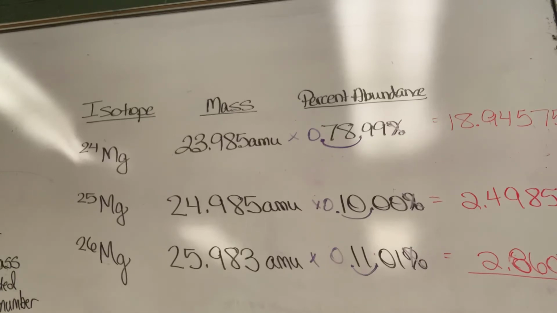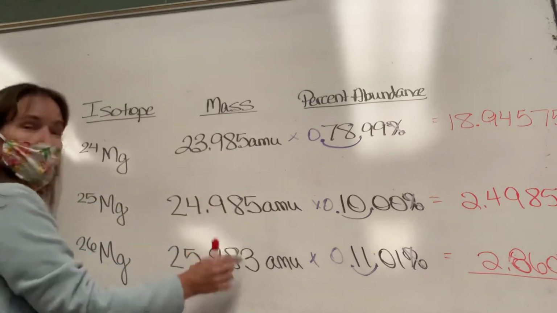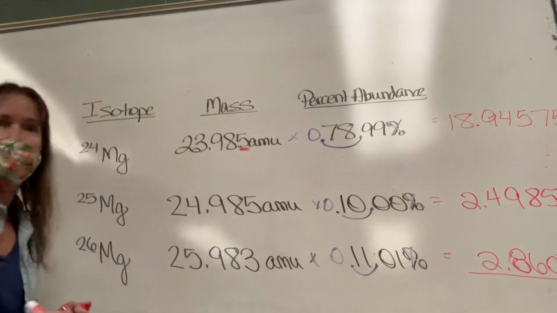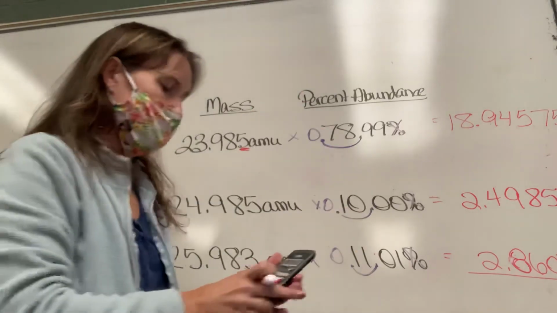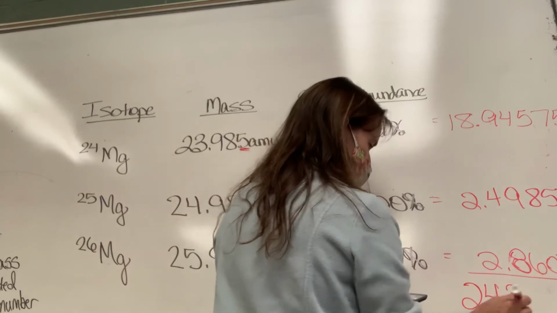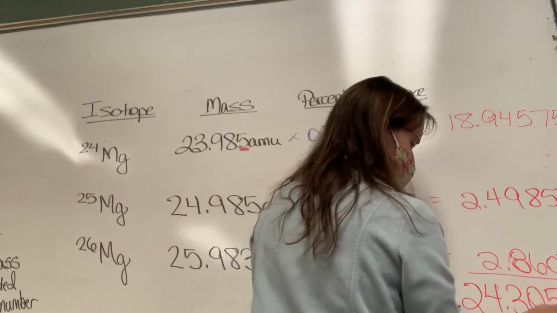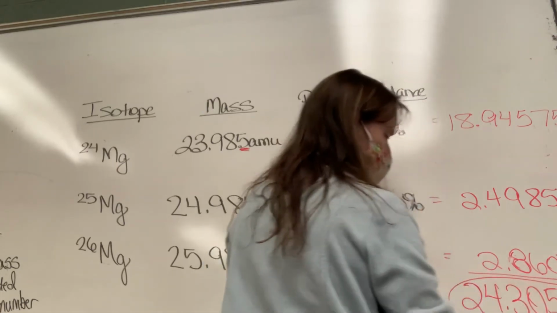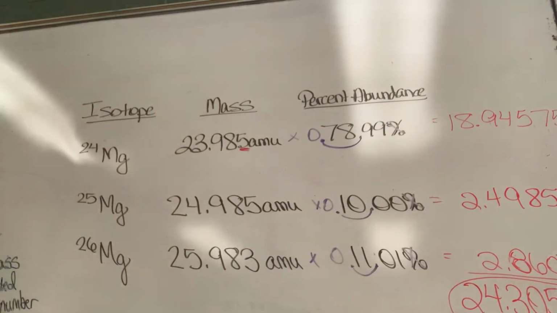And then you're going to round it like the masses are rounded. So the masses are rounded to the thousandth place. So when you add these numbers together and you round it to the thousandth place, you'll get 24.305 AMU, which is the atomic mass of magnesium.